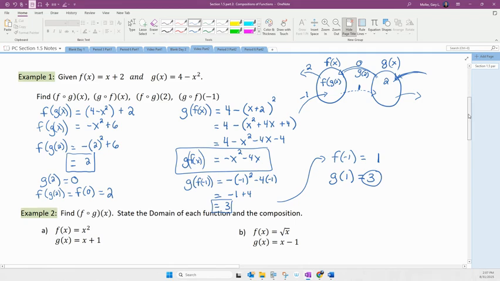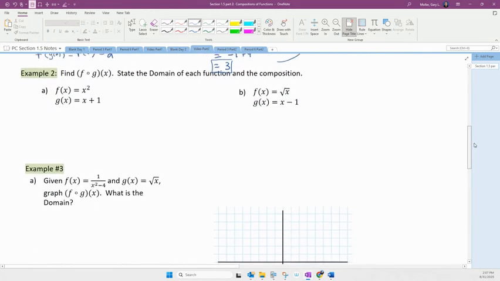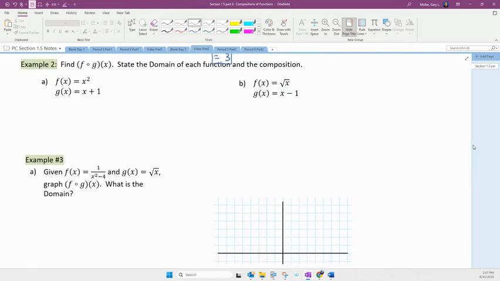All right. Let's keep rolling. Example number 2. Find f of g of x. State the domain of each function and the composition. All right. So part A. Let's do the domain of each one first. Obviously, the domain is all real numbers, and the domain is all real numbers. Okay, so got that part down.